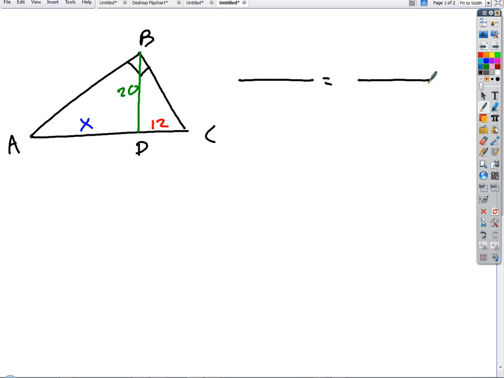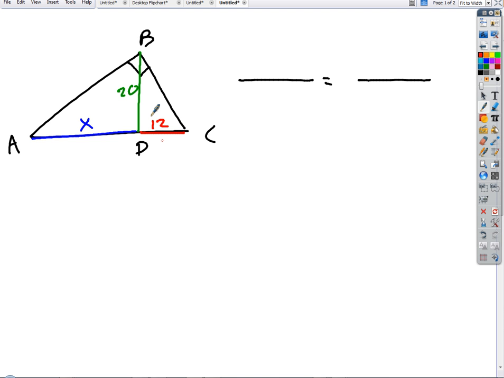Okay, so we're going to set up a geometric mean. Now, in that relationship we just talked about, we said if we drop down an altitude, it's going to cut the hypotenuse into two pieces. So which parts go where? You always want to start with the geometric mean. That makes it easier. Look at the three things we're trying to find here. This is the blue one, x. This is the red one, which we know is 12, and the altitude is 20. So how are we going to set this up?